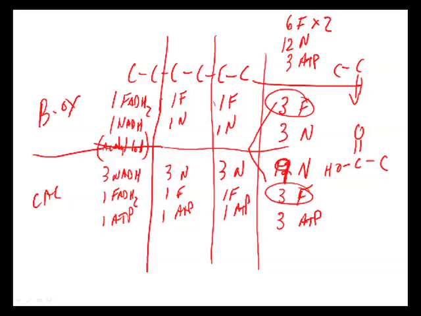Now we know that each FADH2 can yield up to 2 ATP, right? So how much ATP would we get from those 6 theoretically? 12. And how much theoretical yield per NADH? 3 ATP per NADH. 36 plus our 3 ATP. And how much does that give us? 51 ATP.